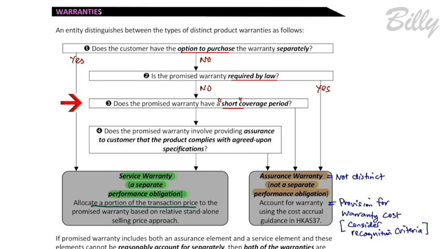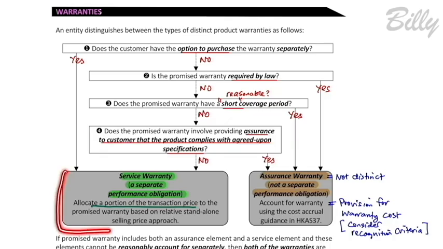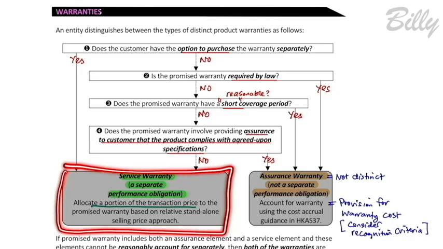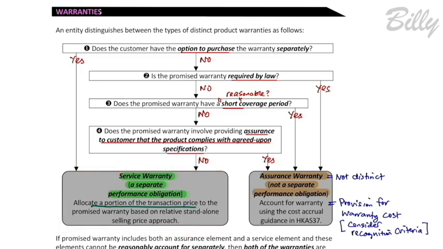Is the coverage period considered reasonable for the coverage of the quality of the product and services? If it's considered yes, a short period, then this is considered an assurance warranty. If the answer is no, does the promised warranty involve providing assurance that the product complies with certain agreed specifications? If the answer is yes, then it's an assurance warranty. Otherwise, it's a service warranty. For a service warranty, a portion of the transaction price must be allocated to the service warranty. If it's an assurance warranty, you account for provision for warranty costs.